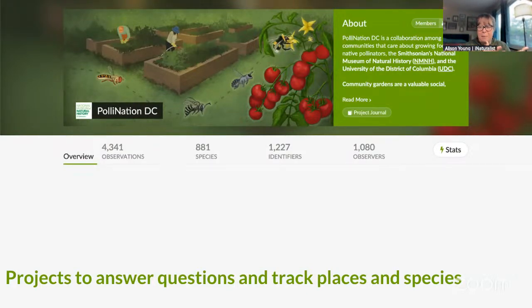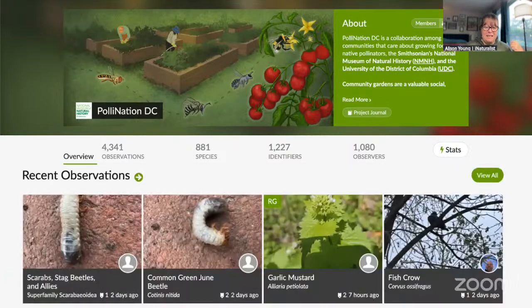Here's just one example of a project on iNaturalist, Pollination DC. This is run by the Smithsonian and the University of DC, and they're looking at all the wild species that use these small community gardens in the Washington, D.C. area as habitat. A project will give you information about the contributions that have been made. You can see that over 1,000 people have contributed more than 4,000 observations from community gardens in Washington, D.C., documenting almost 900 species.